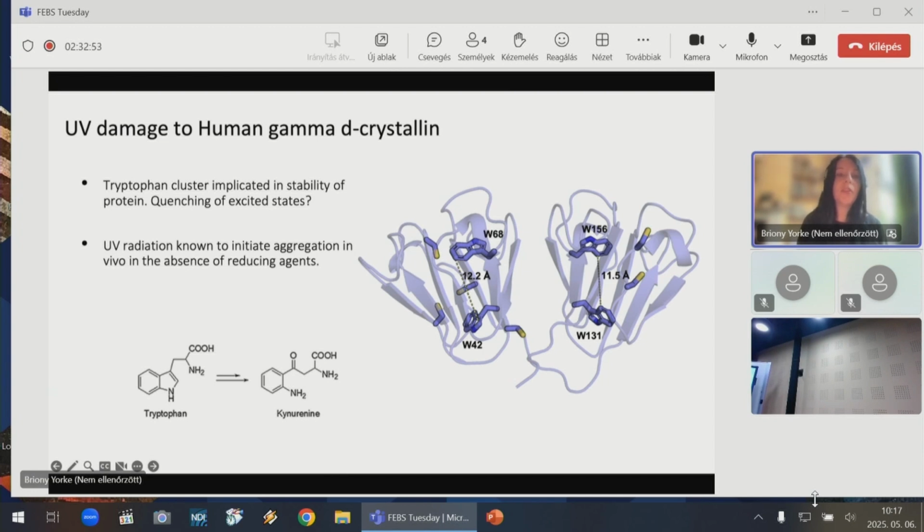However, it's been shown that the conversion of tryptophan to kynurenine through UV damage is present in damaged human gamma D crystallin. So really, when we set out to do our time-resolved studies, what we wanted to see is if we could induce this damage and see what effect it had on the early stages of protein damage prior to unfolding and aggregation.